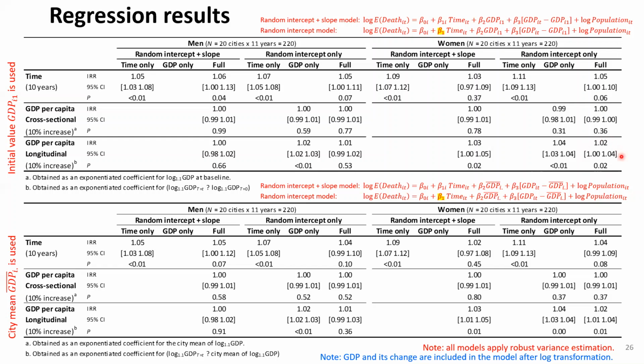So we accounted for the general time trend, and we are looking at the effect of GDP after accounting for the general change in mortality. This is something we have to think about, but since this is not the scope of today's presentation, I will not go into much detail. But this is the complexity we have to think about when we do data analysis. And I think this is the end of the regression results.